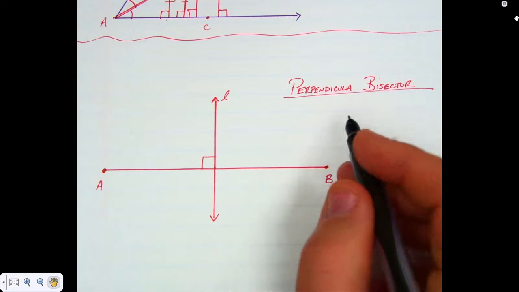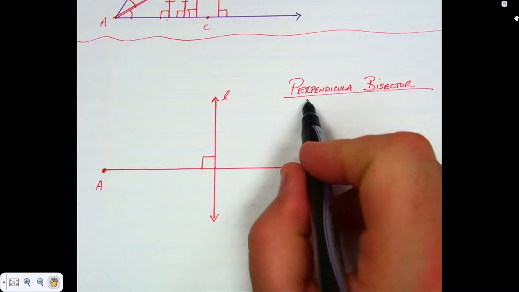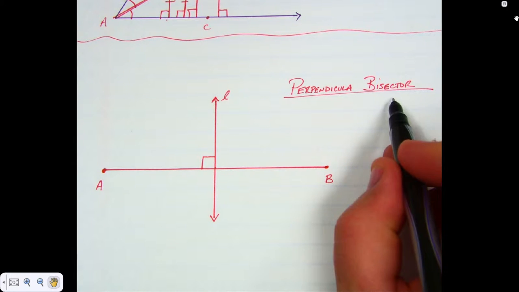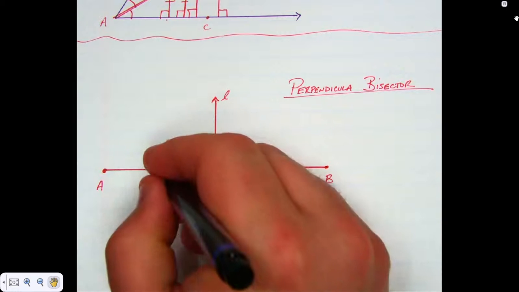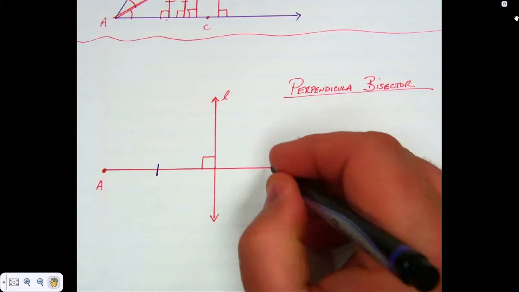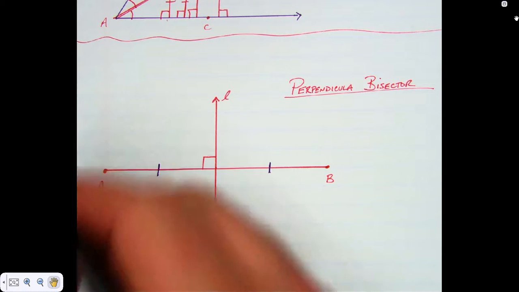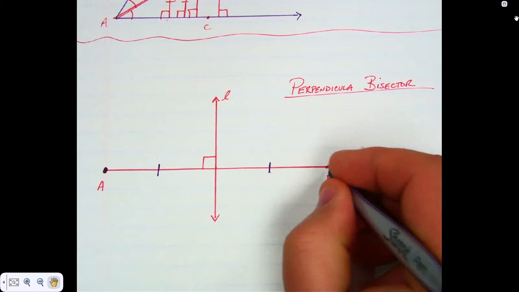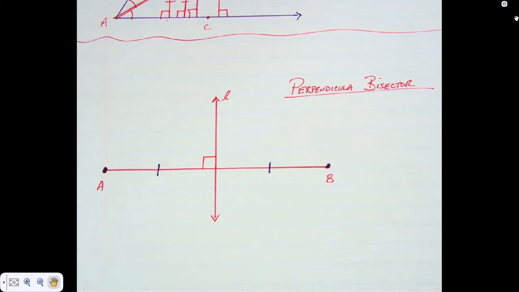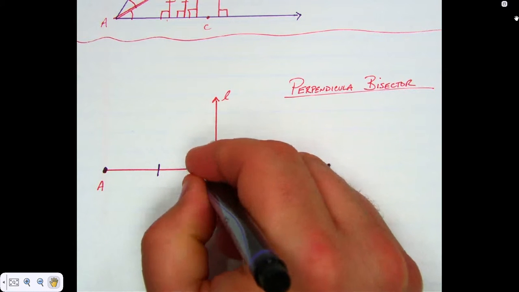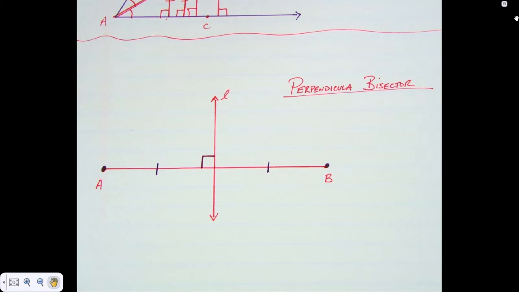Guess what a perpendicular bisector is? It's perpendicular and it does what? It bisects a segment. So this is congruent to this. So it cuts it in half, and it's perpendicular to it. Pretty simple concept.